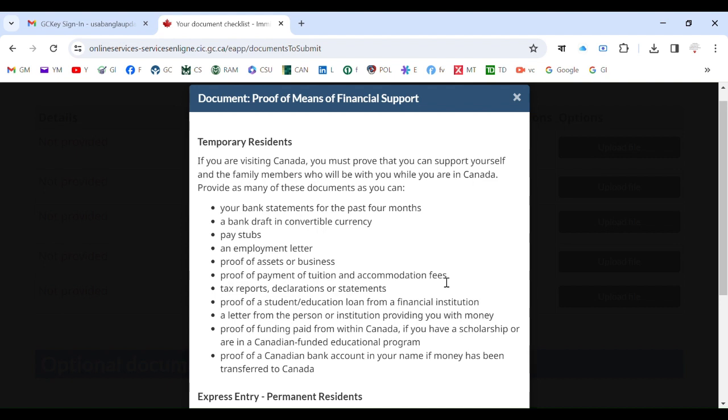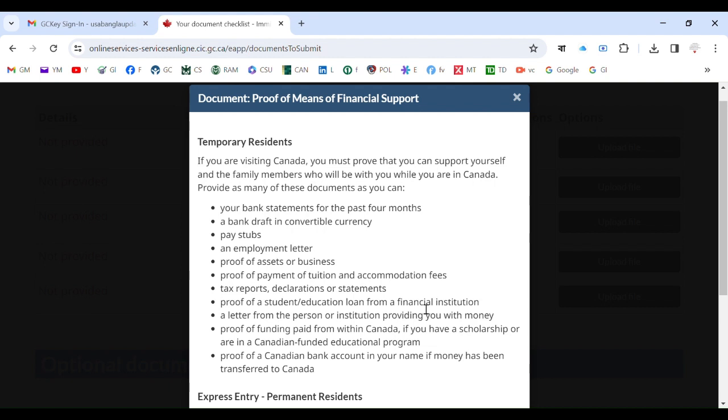Okay, and then tax reports, declarations or statements. Tax related statements, the more you can submit here, the better. The more the documents talk about your financial strength, the better.